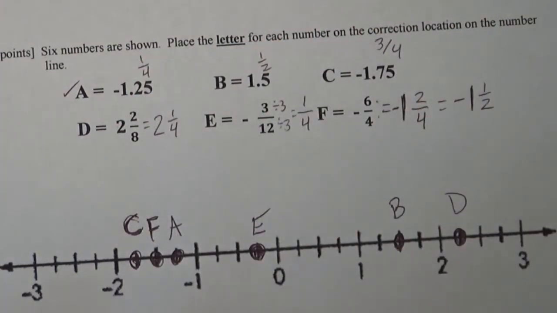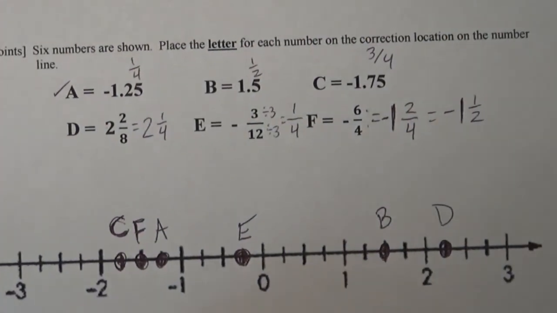All right, so again, we've seen this before in some of our bell work. It's the same number line that we've seen in those cases, and so we want to make sure we're just plotting those points where they go.